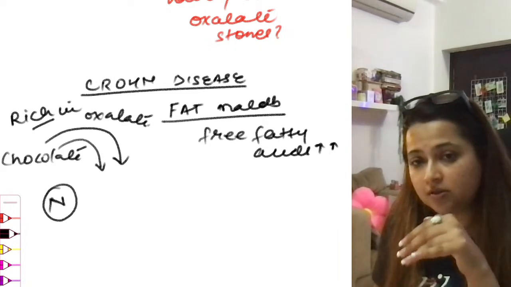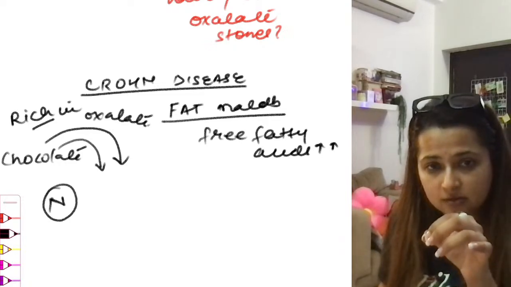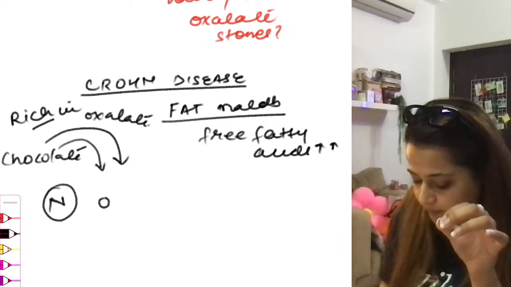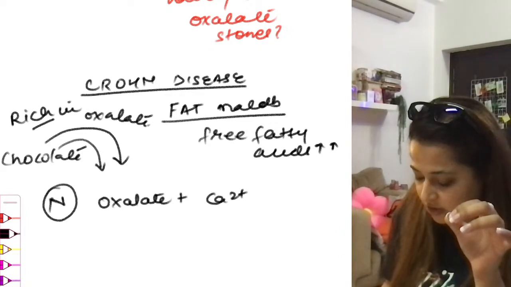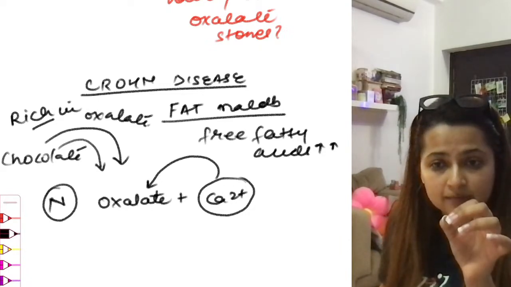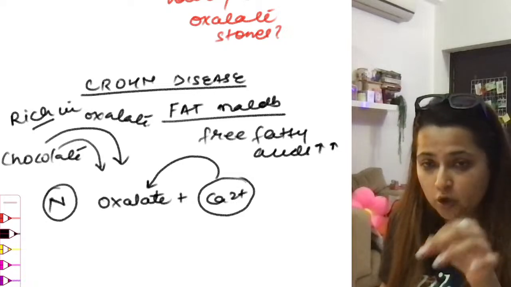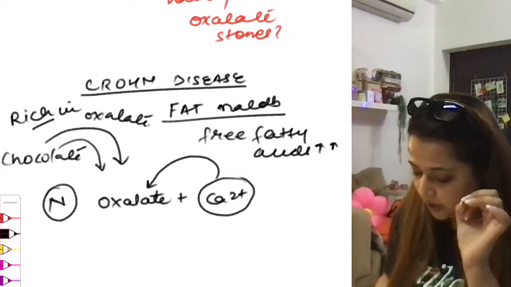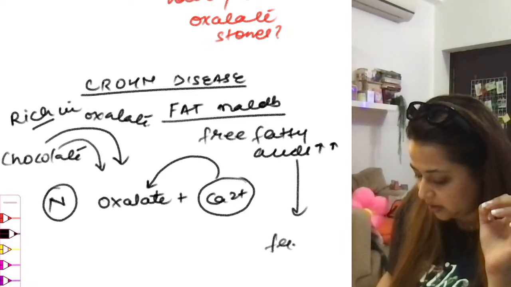Okay, so supposing someone is consuming huge amounts of chocolate, whatever oxalate that is coming, that is getting absorbed from chocolate, free oxalate, that is bound to calcium. Calcium is doing the duty of binding to free oxalate, okay, and making it in a bound form. So that means free oxalate is reduced. This is happening normally. But in a case of Crohn's disease, free fatty acids are increased.